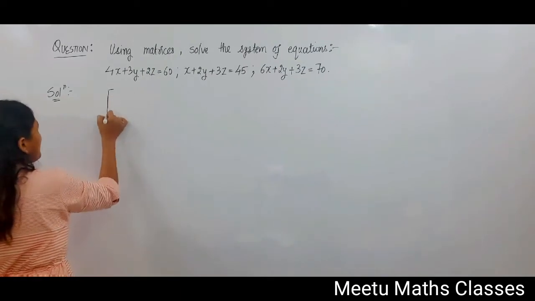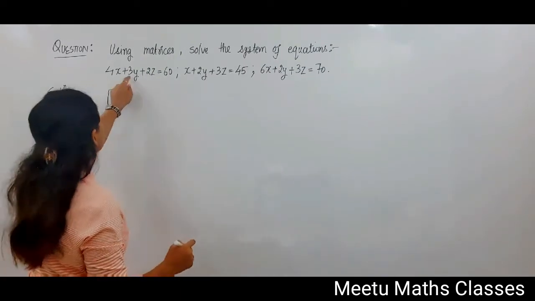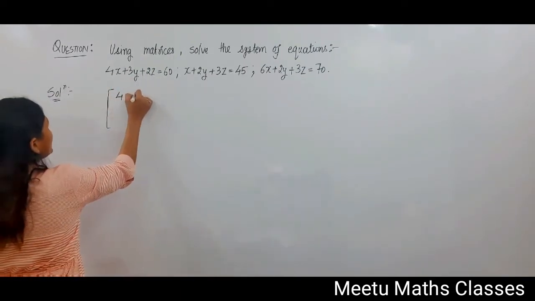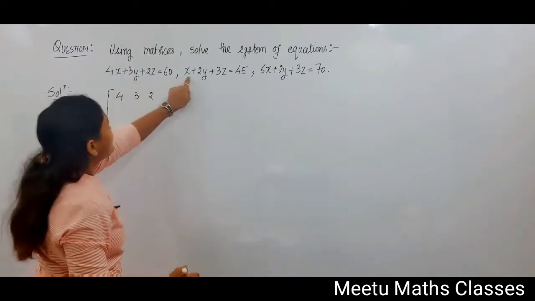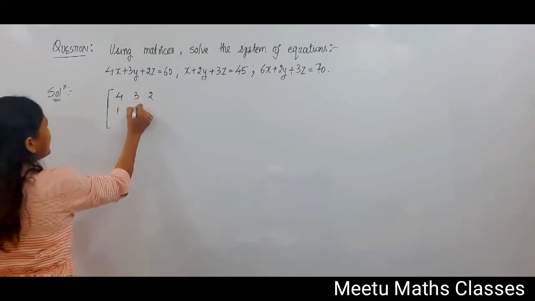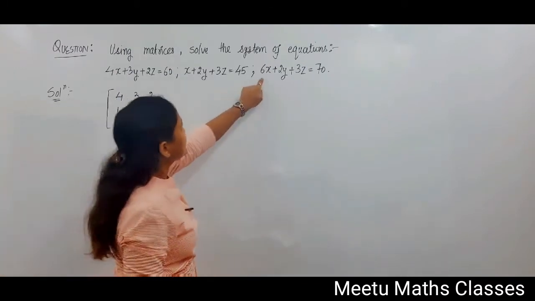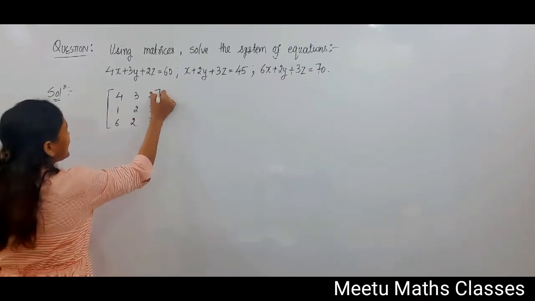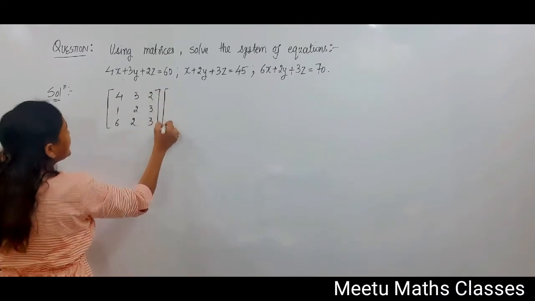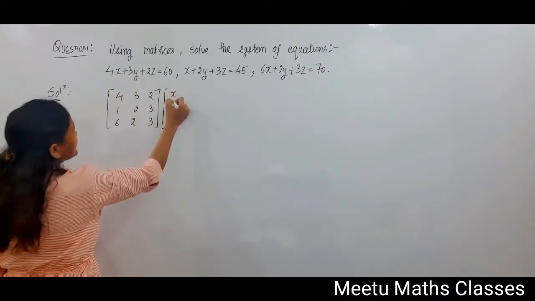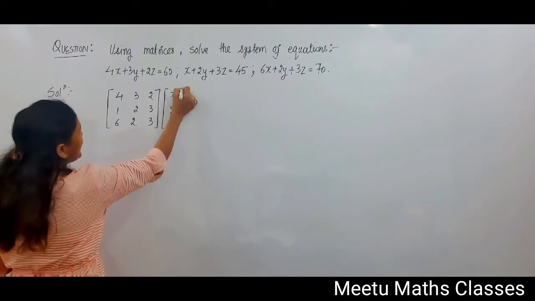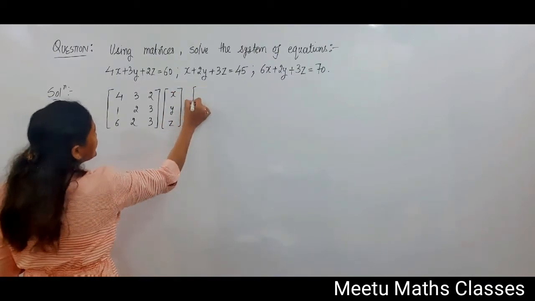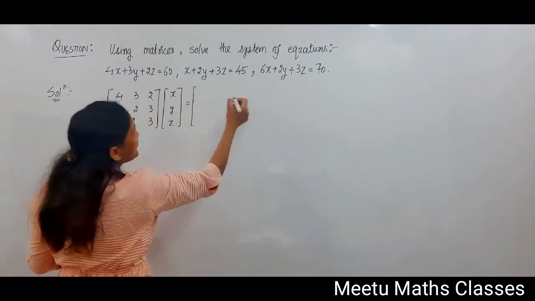in matrix form. So the coefficient matrix will become 4, 3, 2, 1, 2, 3, 6, 2, 3, multiplied by the variable matrix, and the variable matrix is x, y, z. And the constant matrix will become 60, 45 and 70.